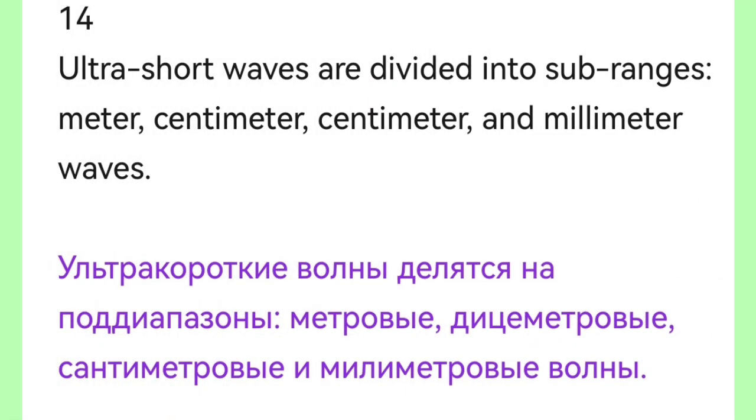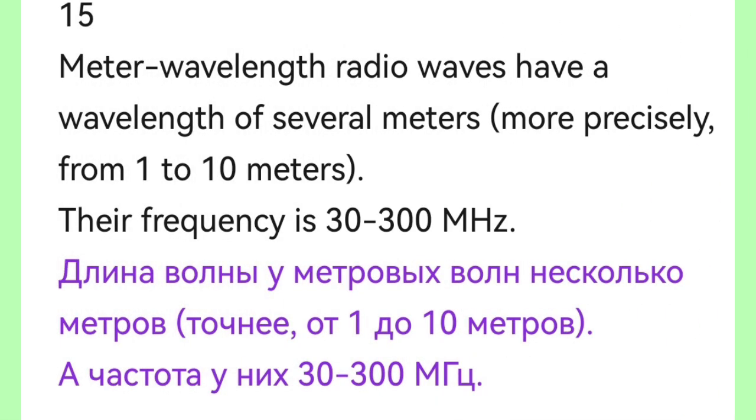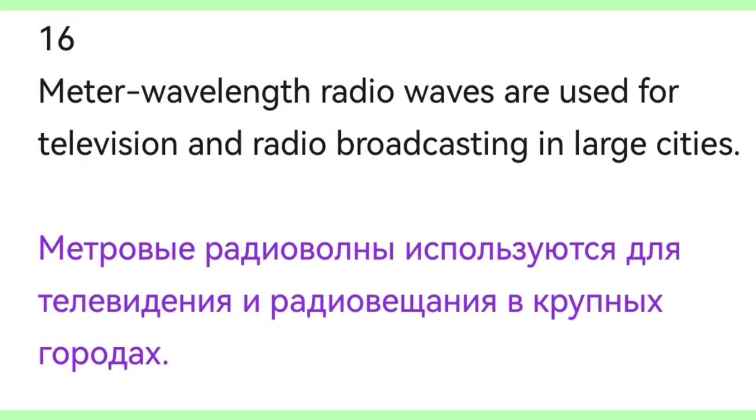Ultra-short waves are divided into sub-ranges: meter, decimeter, centimeter, and millimeter waves. Meter wavelength radio waves have a wavelength of several meters, more precisely, from 1 to 10 meters. Their frequency is 30 to 300 MHz. Meter wavelength radio waves are used for television and radio broadcasting in large cities.